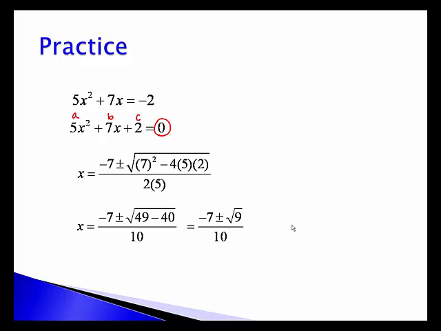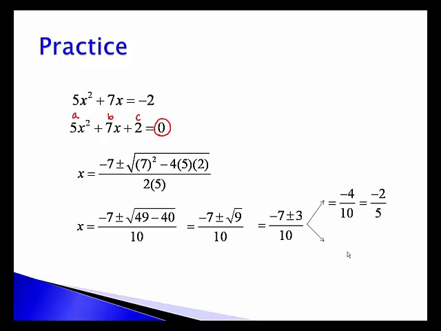That's -7 plus or minus the square root of 9, divided by 10. That's -7 plus or minus 3, divided by 10. At this point, you'll want to divide this into the two pieces. The top one will be -7 plus 3 divided by 10, which is negative 4 over 10, and will reduce to negative 2/5.